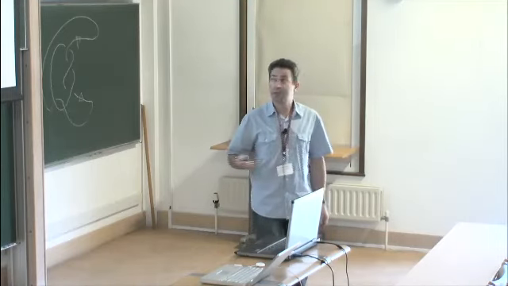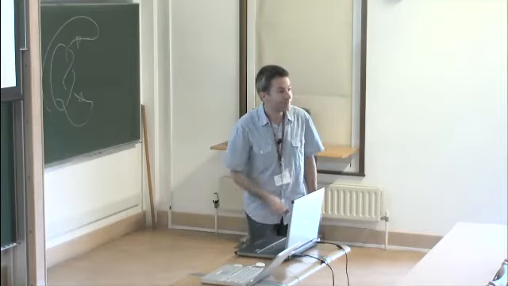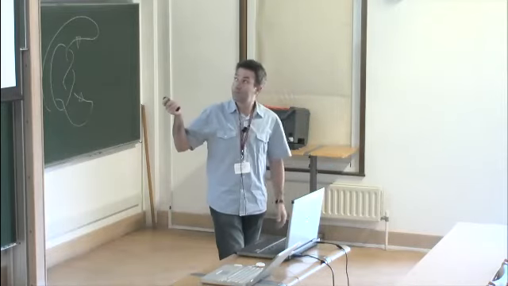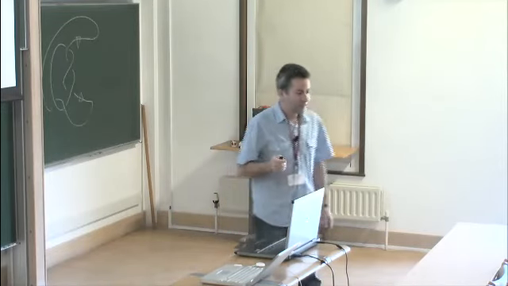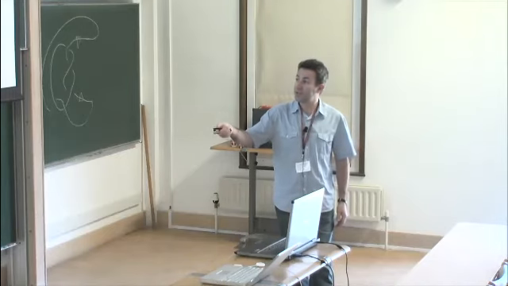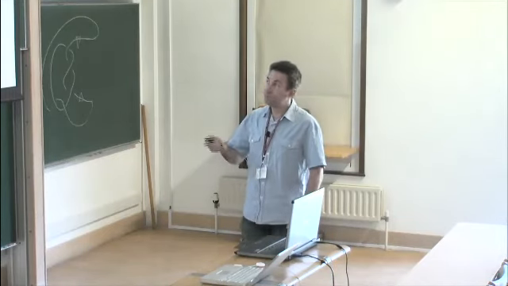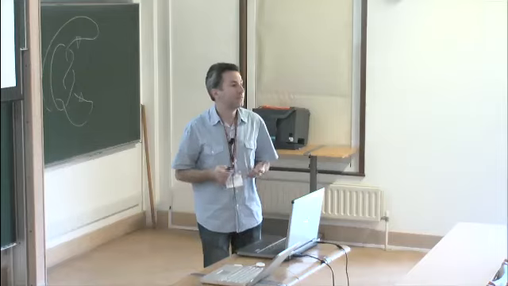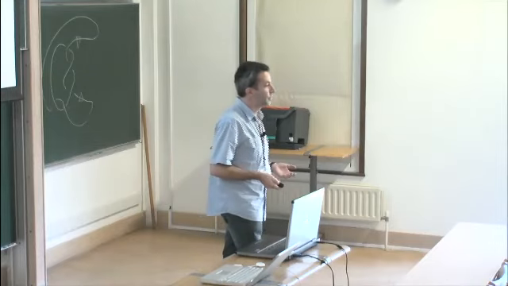But FtsK also has this blue blob on the end. This is a very low resolution structure. So this blue blob is sitting out in the cytoplasm, and it's this blue blob which is actually involved in the XerCD recombination mechanism.